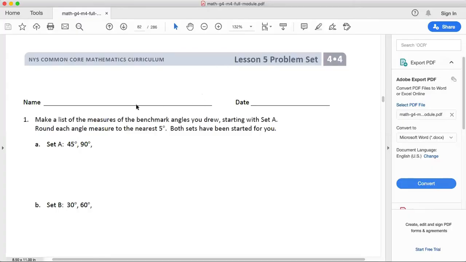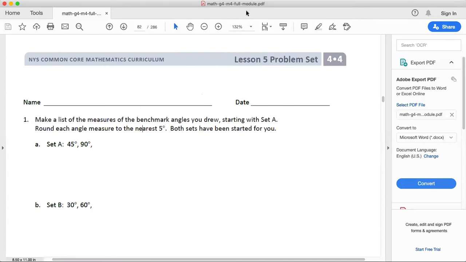Here we are at your lesson 5 problem set for today. It says, number 1, make a list of the measures of the benchmark angles you drew starting with set A. Round each angle measurement to the nearest 5 degrees. Both sets have been started for you. I'm just going to have you ignore the nearest 5 degrees right now, okay? We did not create a set of benchmark angles. We did not do that.